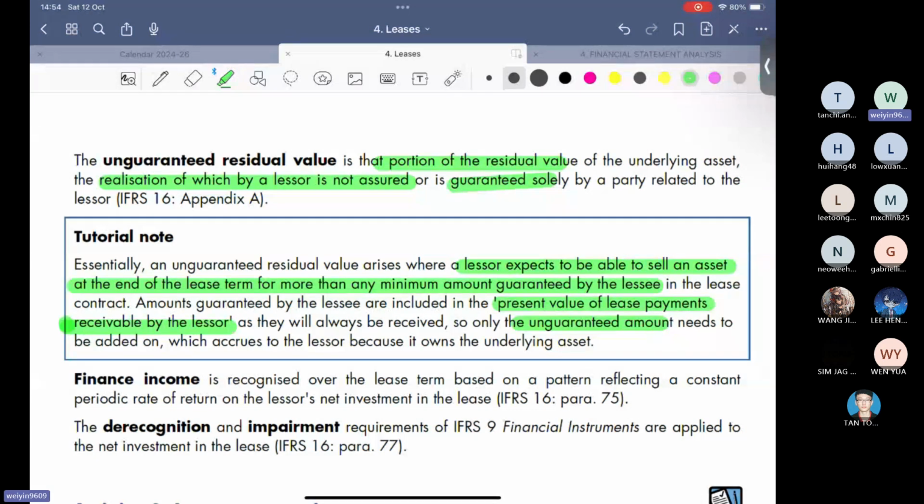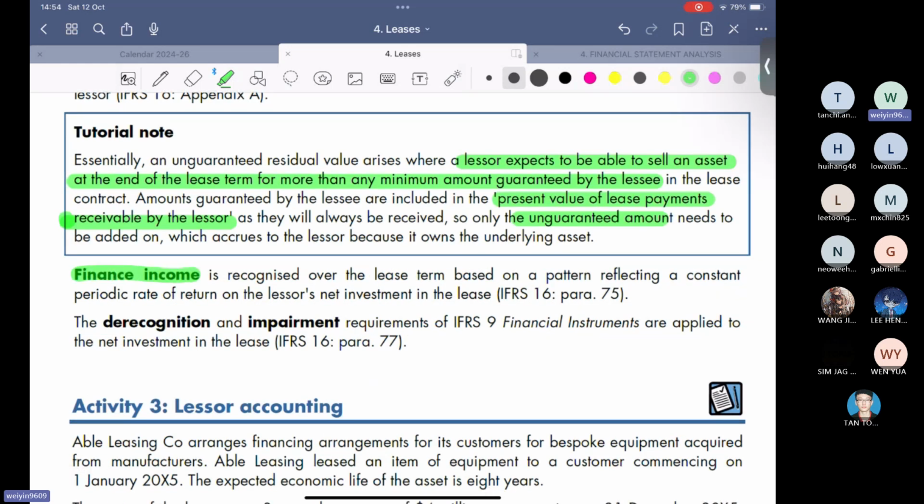So once you get this one, since you de-recognize your asset and recognize a lease receivable, since it's under the present value, therefore we will have to recognize finance income. So again, class, the same table will be used, just that what you calculated just now was under liability. Now you calculate under the asset part. So therefore it is finance income, reflecting the constant periodic return on the investment in the lease.